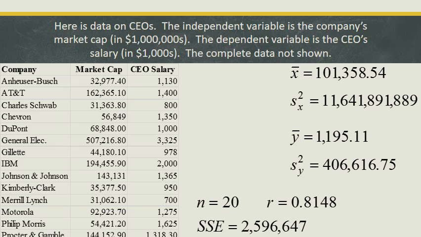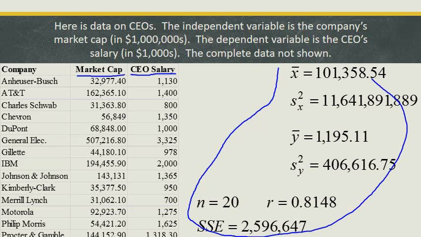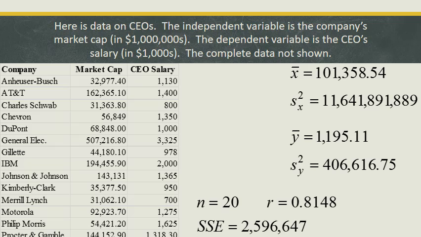Finally, here is data on 14 companies. The X variable is its market cap, measured in millions of dollars, and the Y variable is its CEO's salary, measured in thousands of dollars. And over here on the right, I've given you lots of useful information, including the error sum of squares from the ANOVA table. So copy this down, since you'll need it to answer the 3 questions coming up.